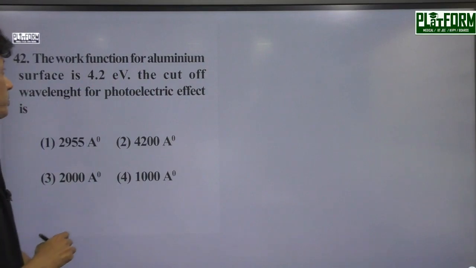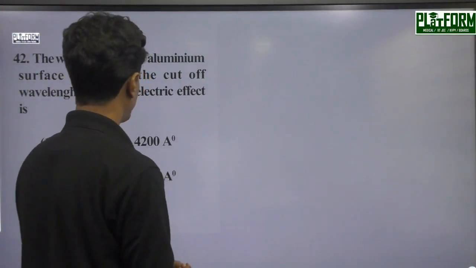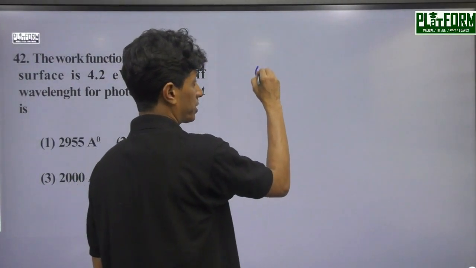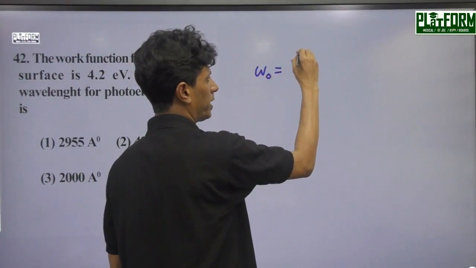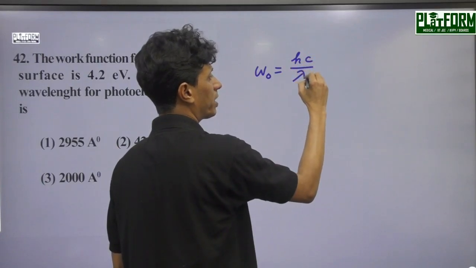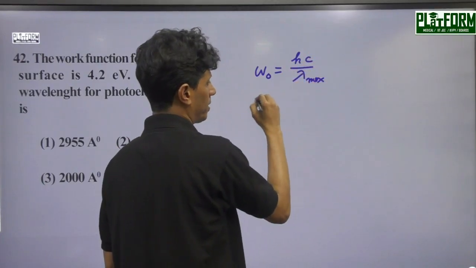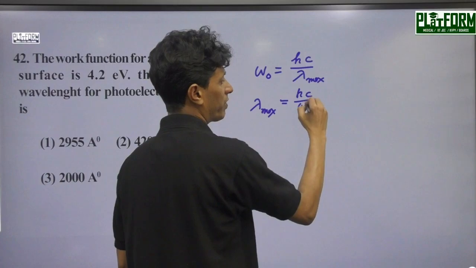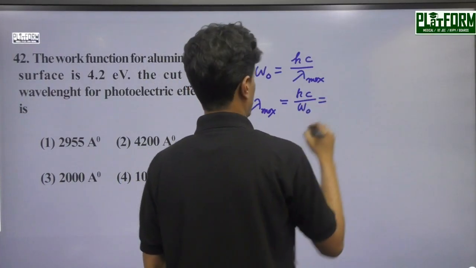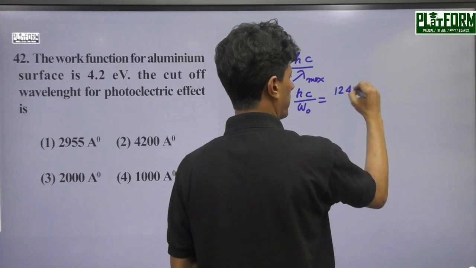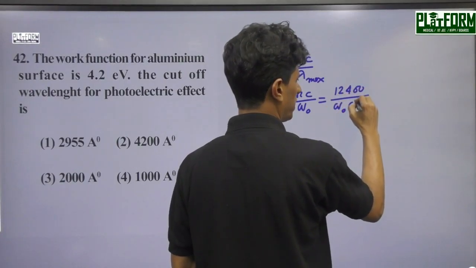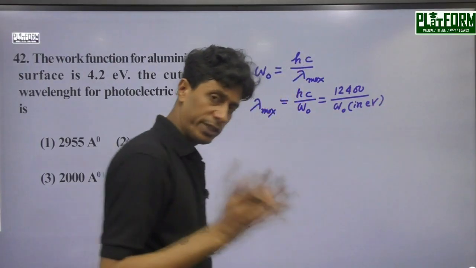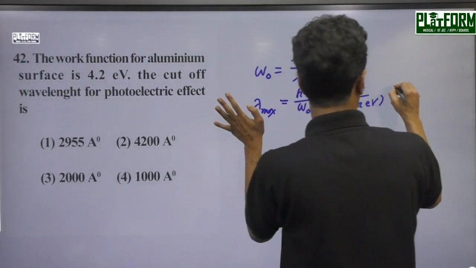Next problem. Work function for aluminum surface is 4.2 eV; find the cutoff wavelength for the photoelectric effect. Simple problem, direct question. Work function equals hc by lambda max, so lambda max equals hc by work function, which is 12,400 by work function in eV. You have to put the value of work function in electron volts, and the wavelength comes in angstrom.